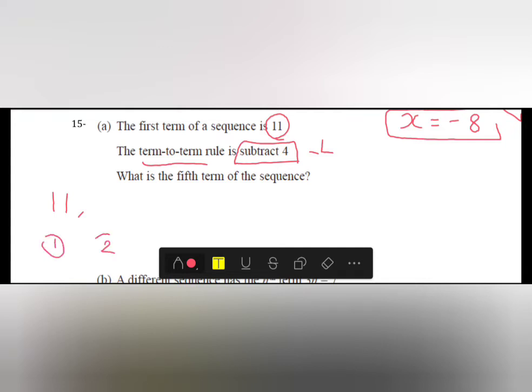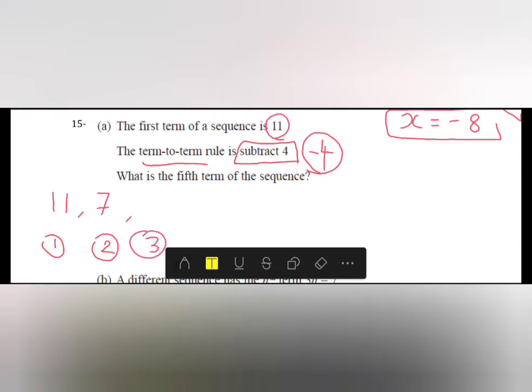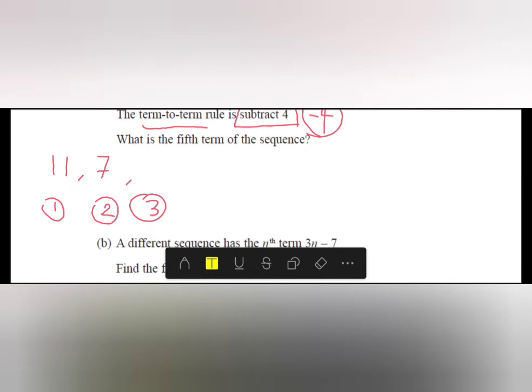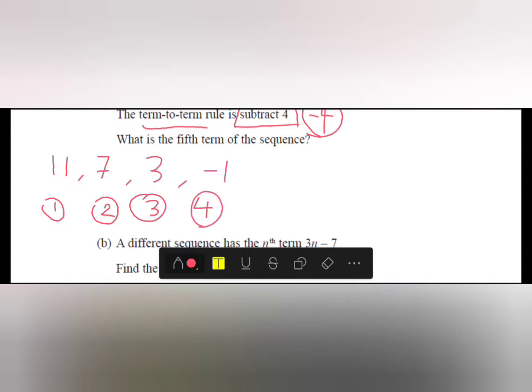And then we will write the second term by subtracting 4. So 11 minus 4 equals what? Very good, 7. And then the third term is what? By subtracting 4, it's going to be 3. Very good. And then the fourth term, 3 minus 4 equals, very good, minus 1. And then the fifth term, minus 1 minus 4 equals minus 5. And this is the answer of the question.